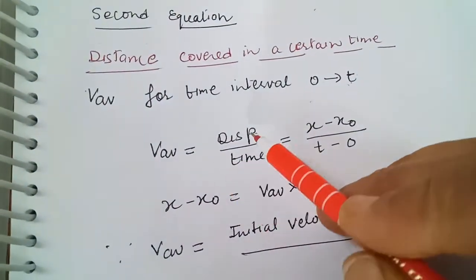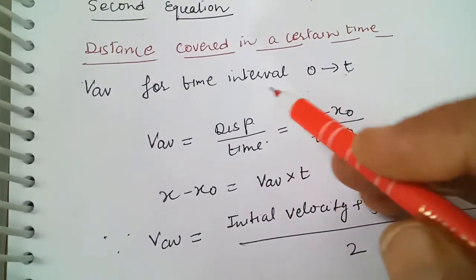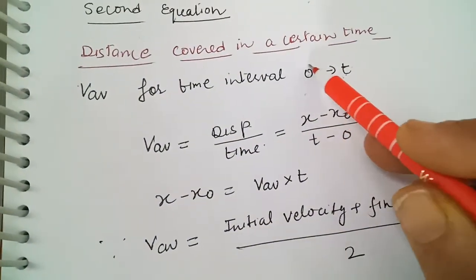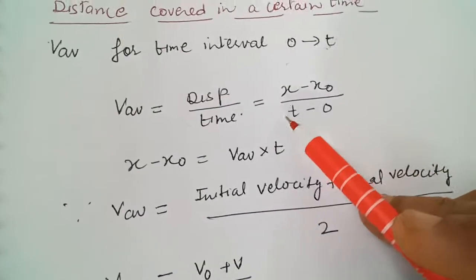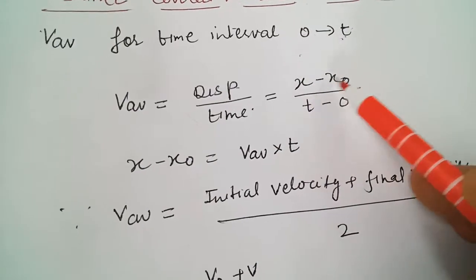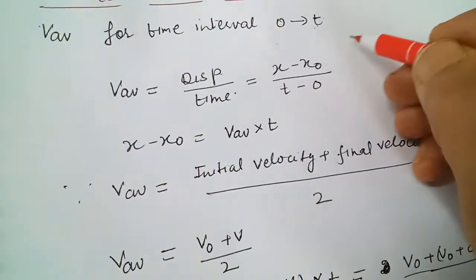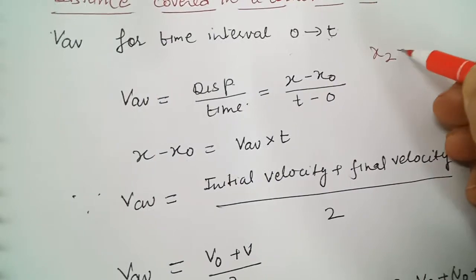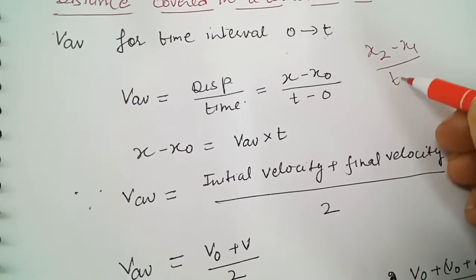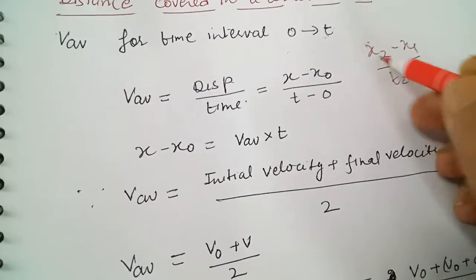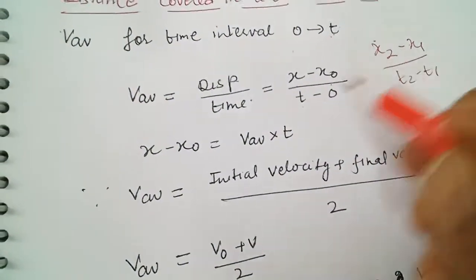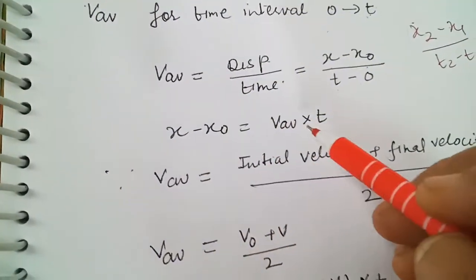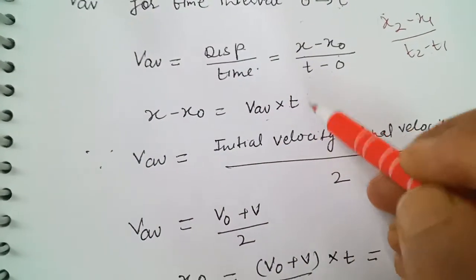So v average is equal to what? Displacement upon time. So displacement at time t equal to 0 is x naught, and at time t it is x. So here we have substituted x minus x naught, because generally displacement you will consider like this: x2 minus x1 upon t2 minus t1. So here x2 is x and x1 is x naught, t2 is t and t1 is 0.